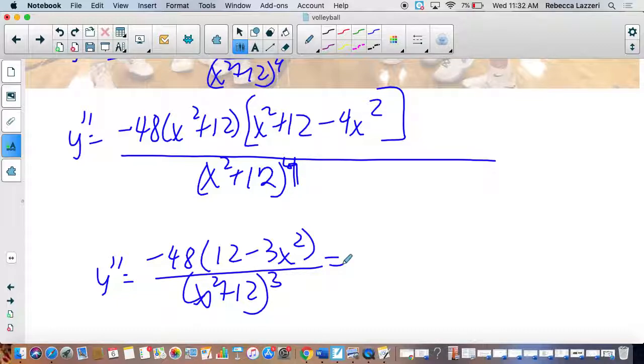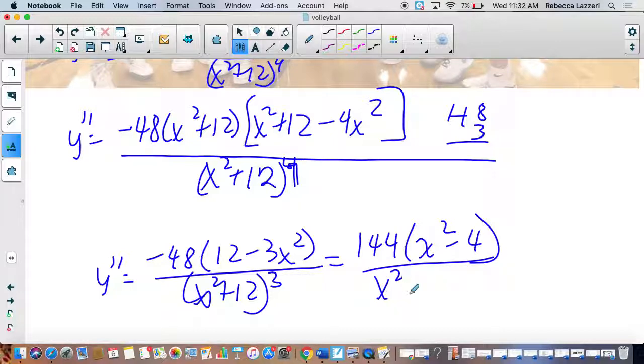I can factor a 3 out of that, or a negative 3, whichever one you want. Let's factor out a negative 3. 48 times 3, I think, is 144. So if I factor out a negative 3, it switches this around to x squared minus 4. To me, again, this is so cool.